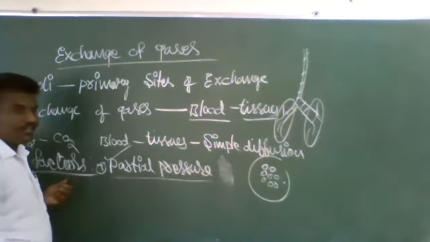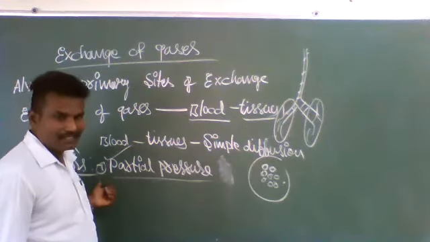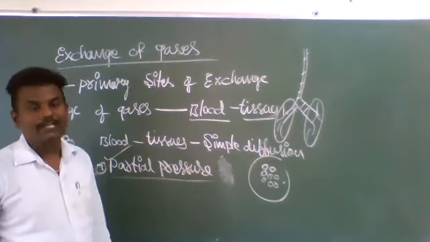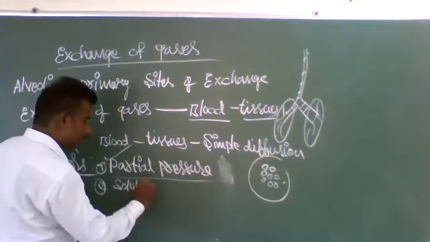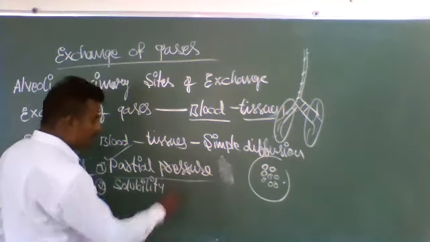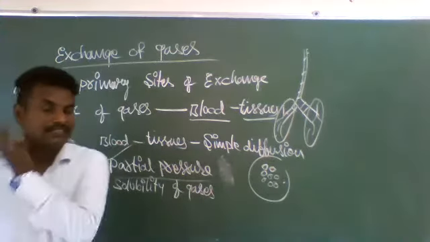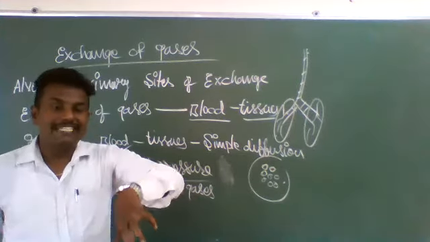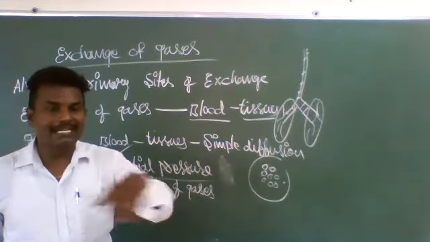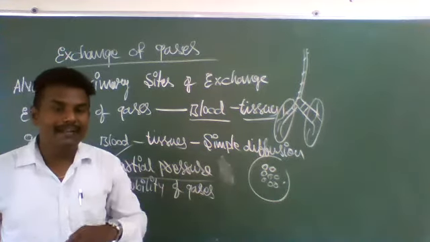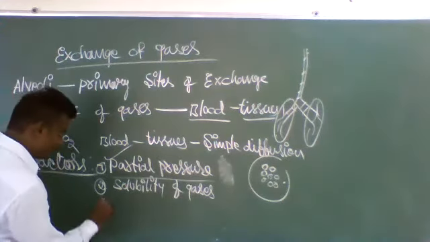So exchange of gases occurs by simple diffusion depending on some factors. Among those, the first factor is partial pressure. The second one is solubility of gases. Solubility means if the gases, carbon dioxide and oxygen, are soluble in the blood and tissues, then the diffusion process occurs.